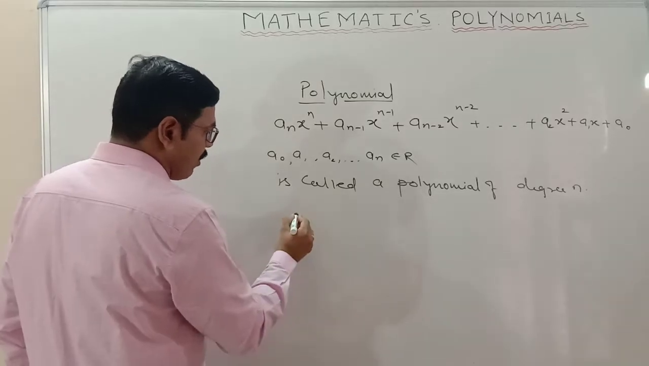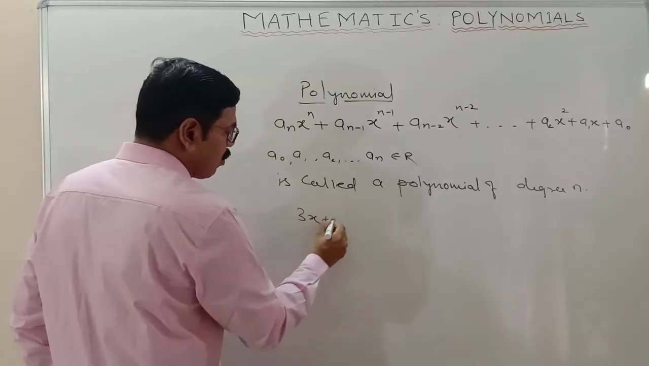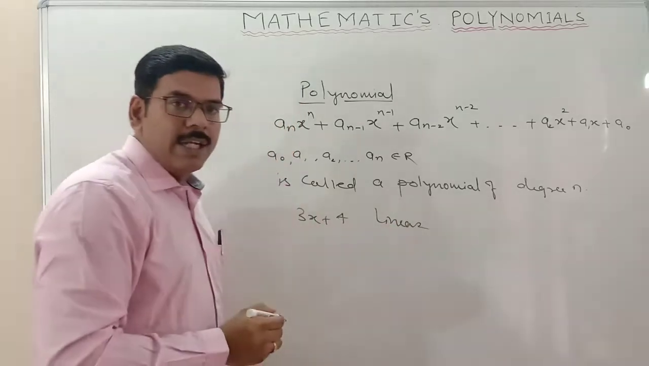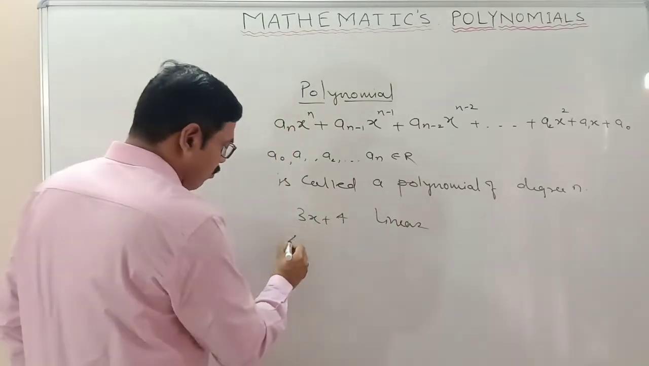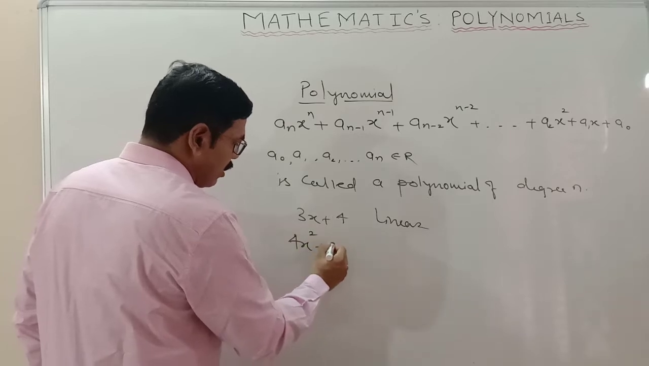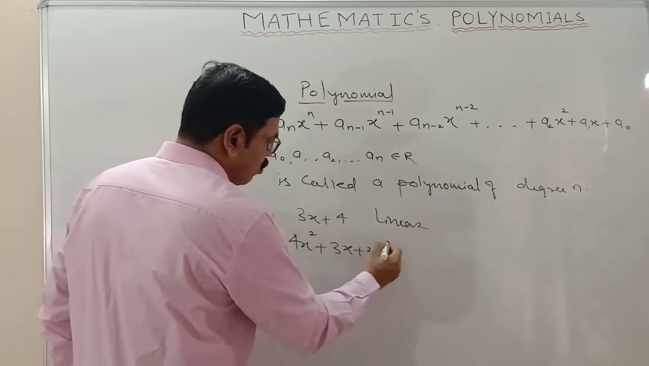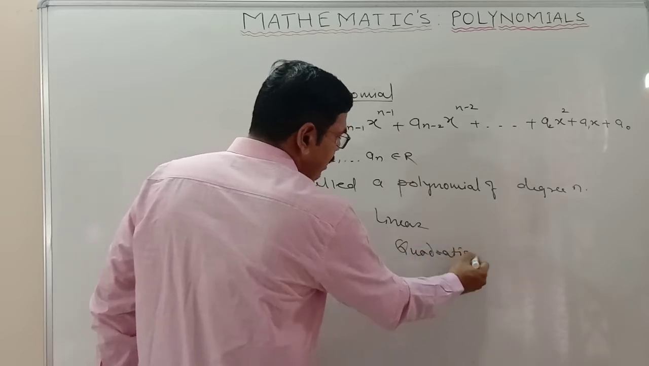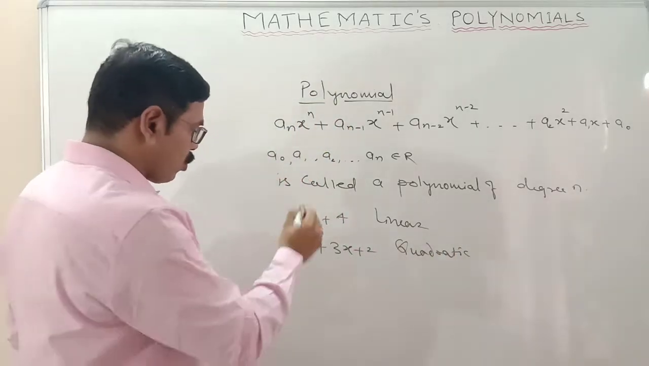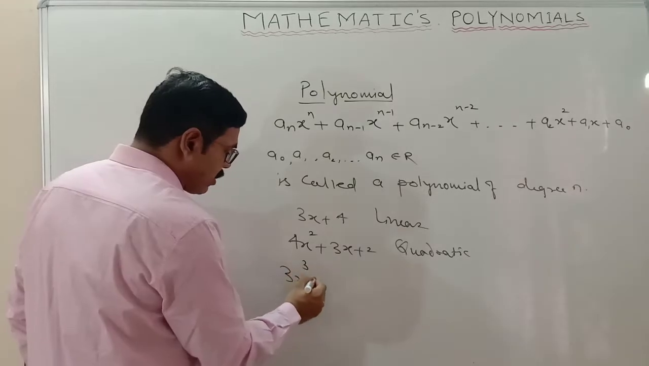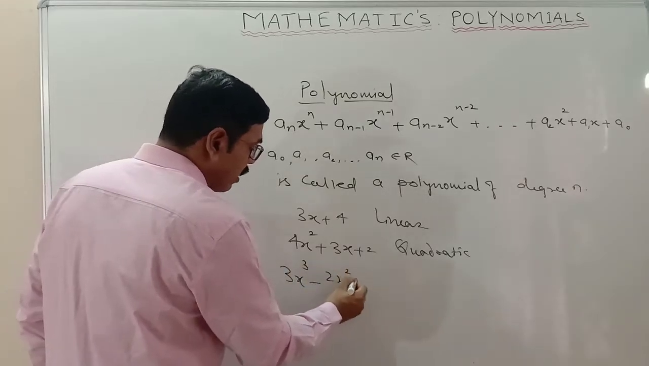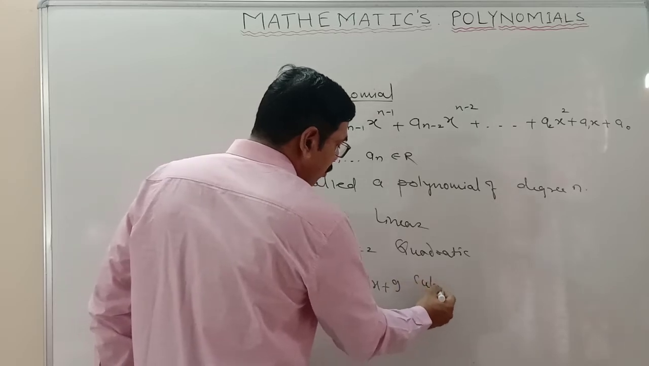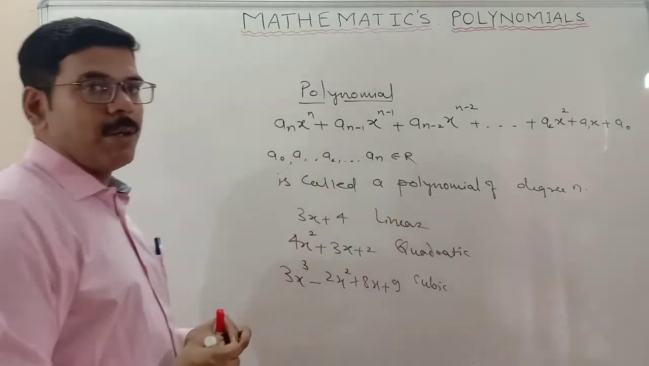See, very first you can see 3x plus 4. It is a degree 1 polynomial. It is called the linear polynomial. 4x square plus 3x plus 2. It is the quadratic polynomial, as its degree is 2. Cubic polynomial, 3x cube minus 2x square plus 8x plus 9. It is cubic polynomial.